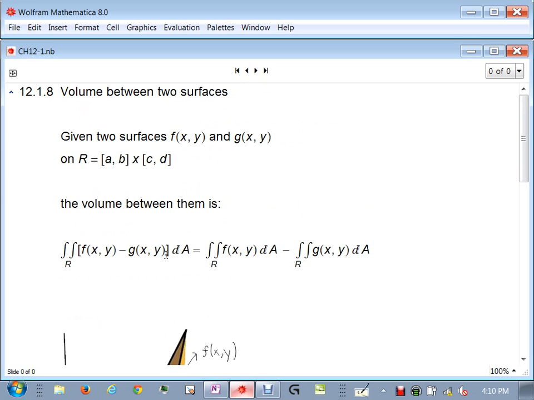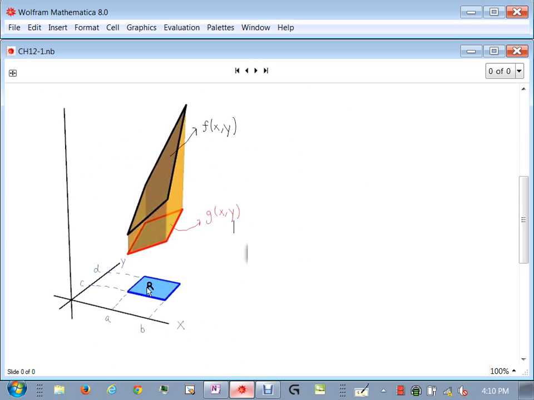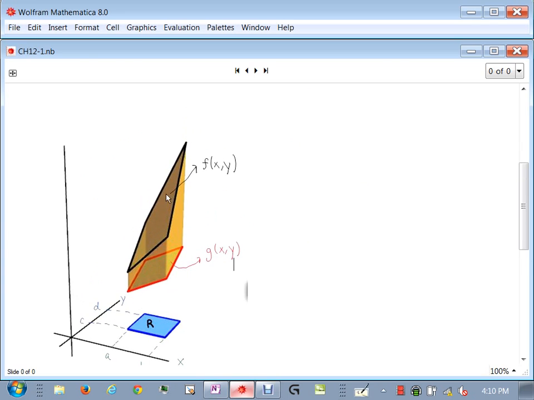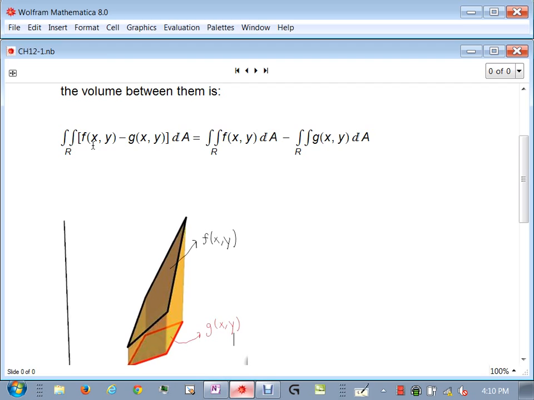Now, what about the volume between two surfaces? Given two surfaces, so we have an F and a G, two completely different surfaces. We have a rectangle. If I want to know the volume between them, so I have a surface on top, I have a surface on the bottom, and I want everything in between, then isn't it just the volume of F? The double integral with that F means the volume under F completely, all the way, right?